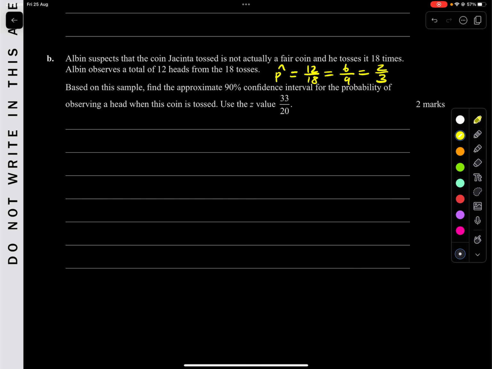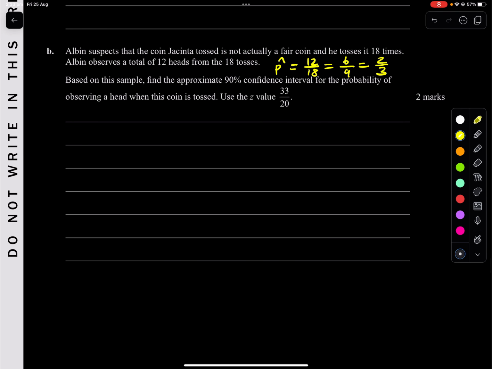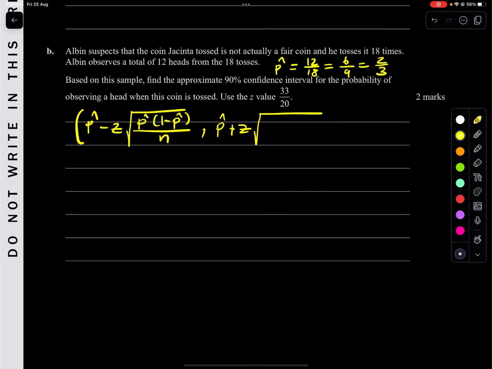That's your p hat. We're trying to find the confidence interval. So we know the confidence interval is p hat minus Z times the square root of p hat times 1 minus p hat, all over n, and p hat plus Z times the square root of p hat times 1 minus p hat, all over n. That's what we're trying to find.